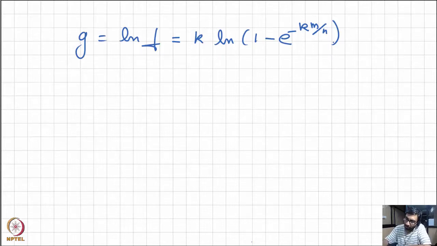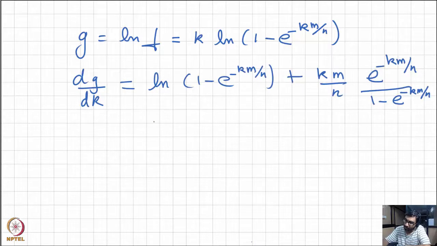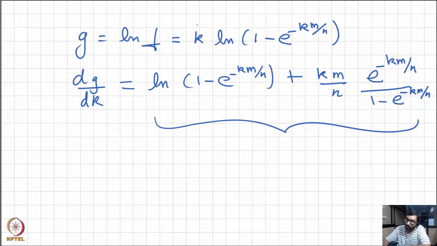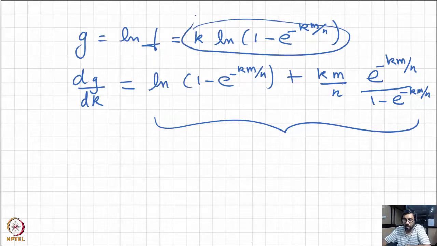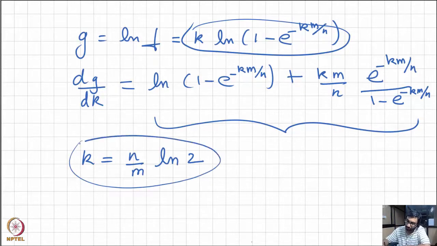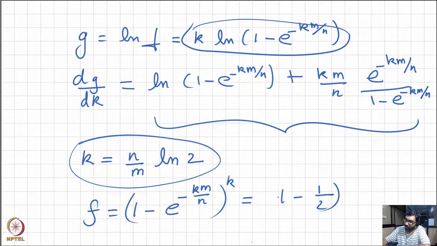So in order to find the optimal value of k, well, this is classic calculus. We just have to look at dg over dk, and that's going to equal this expression when we differentiate the right hand side here. And as a quick exercise, you can see that this expression gets minimized when we set k to equal n over m ln 2. And substituting this value of k into the expression for f, we get 1 minus half raised to the power k, that's equal to 1 over 2 raised to the k.